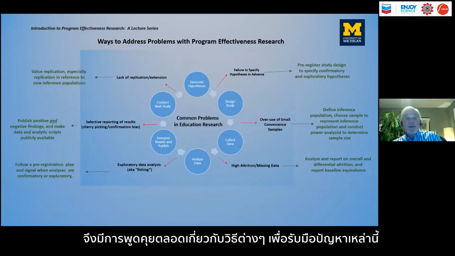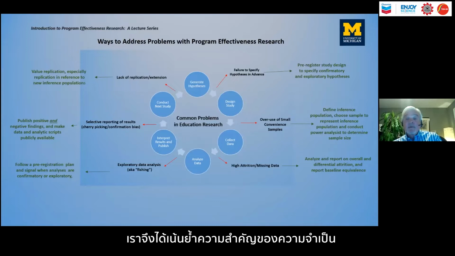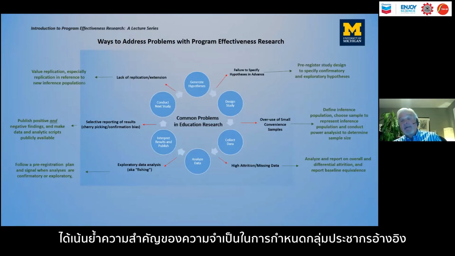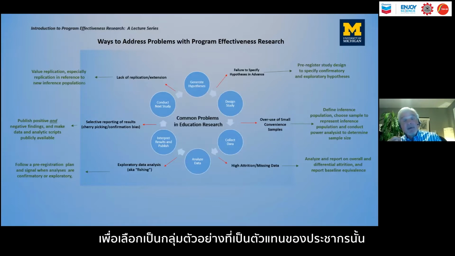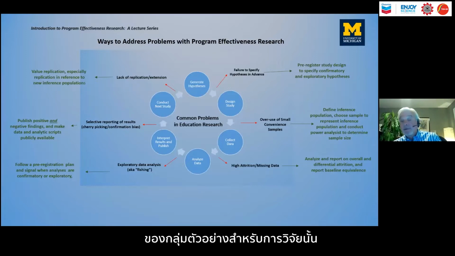And so people have been talking about this in various ways to address these problems. To address the problem of failure to specify hypotheses, people increasingly emphasize the need to pre-register study designs and to specify which hypotheses are going to be tested. With respect to the small sample problem, people have emphasized the need to define an inference population, to choose a sample that represents that population, and to conduct power analyses to determine an appropriate sample size for a given study.